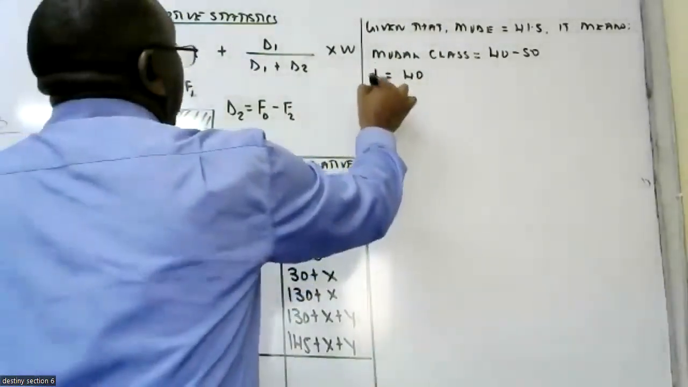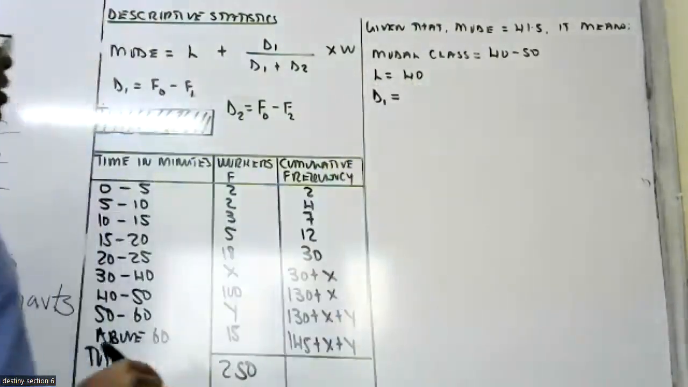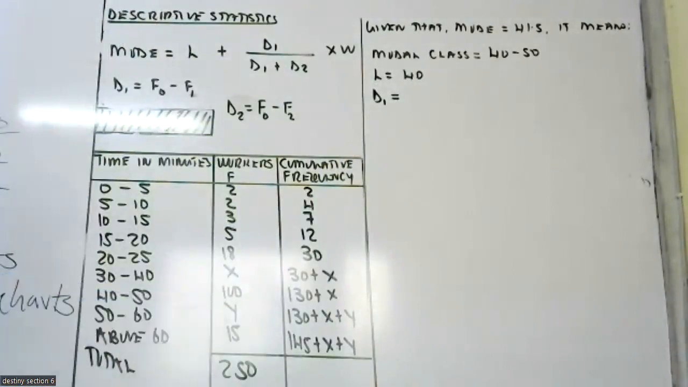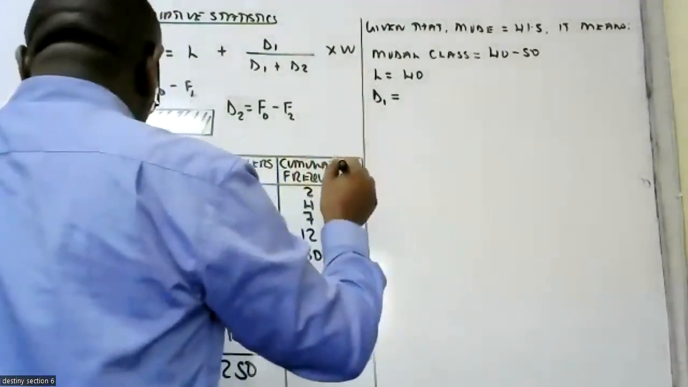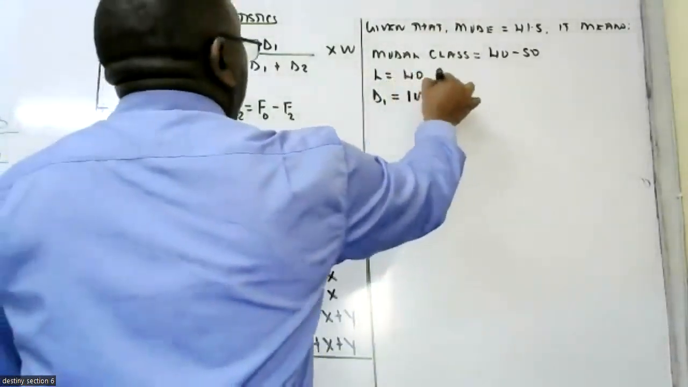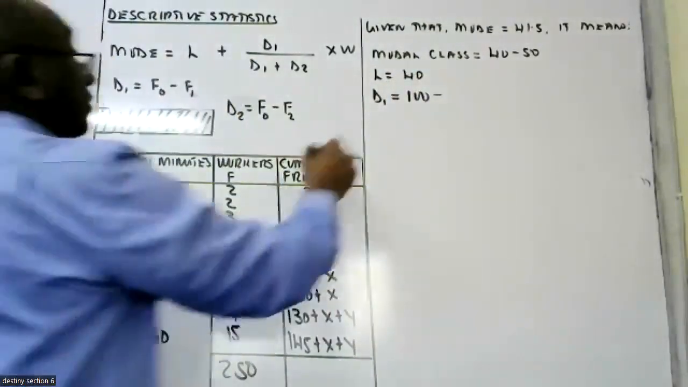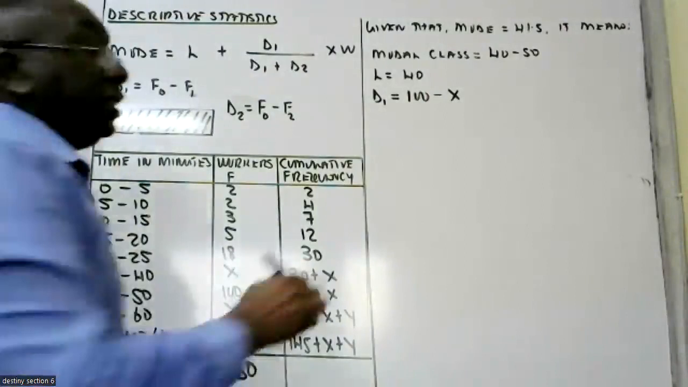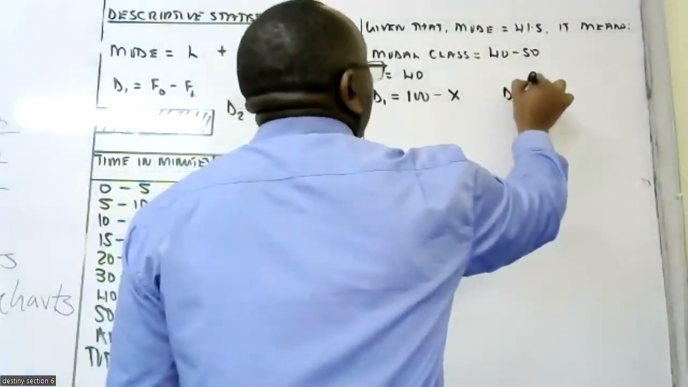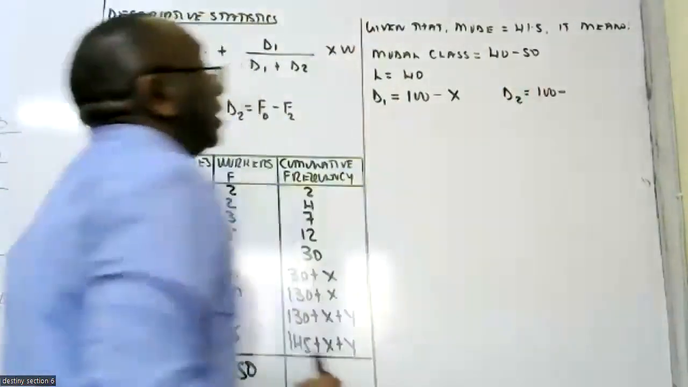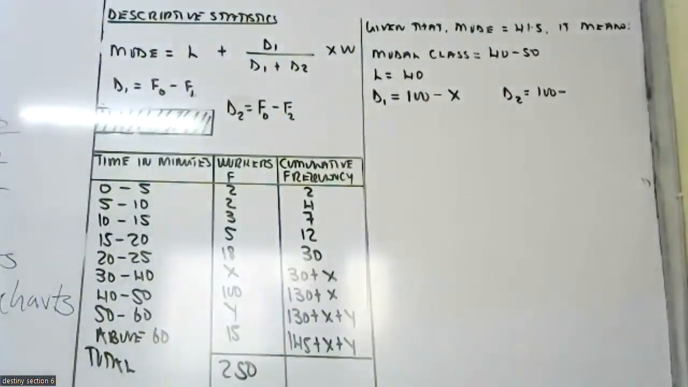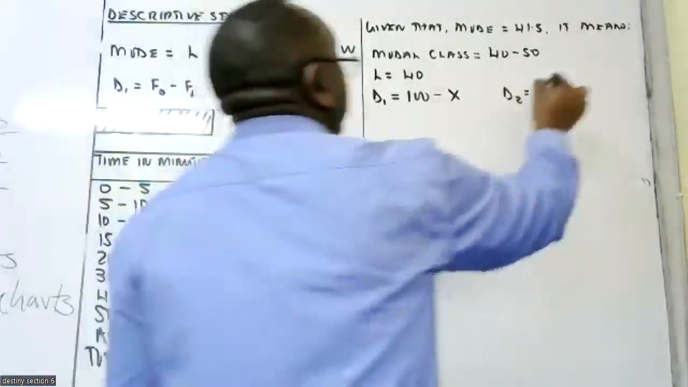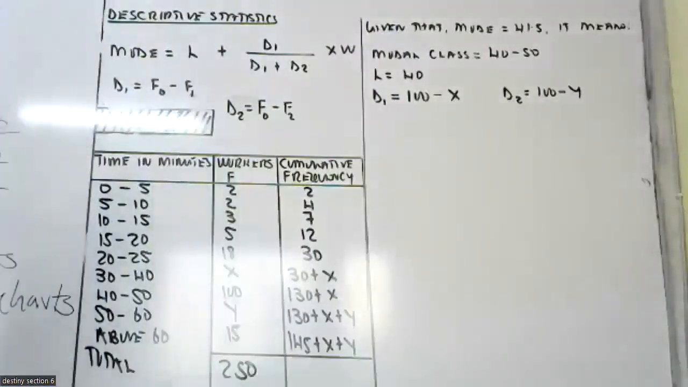For D1, D1 will be the frequency of this class, which is 100, minus F1, the frequency above, which is X. We do not know that. Then D2 will be 100 minus the one following, which is Y.